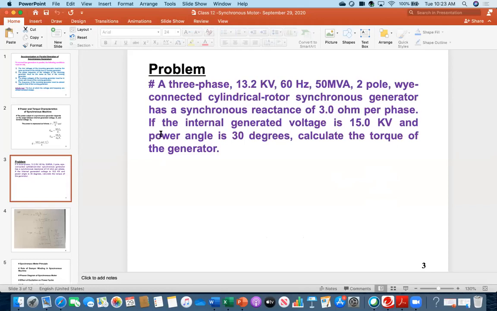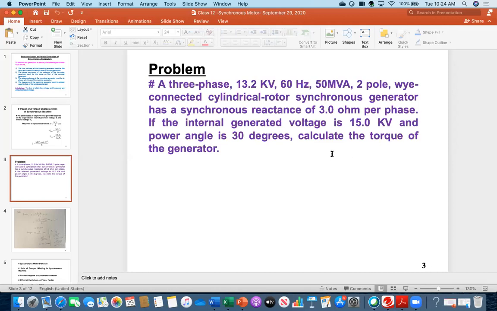Similarly, everybody look at the fourth line. If the internal generated voltage is 15 kV, again it does not say that this is phase voltage. Because it does not say phase voltage, by default this is also line to line voltage. This means you have to convert this voltage into phase voltage. Therefore, both voltages, 13.2 and 15, you have to convert into phase voltage to use in that equation. And the power angle is 30, so definitely this is delta. Now first let me know what real power you got. And later you let me know what the torque is.